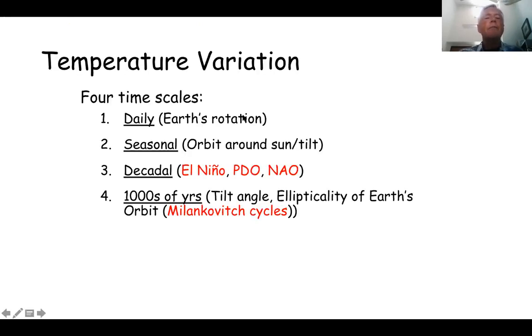Temperature variation. Temperature varies on a number of scales, all right? It's not constant through time. It varies on a daily scale that has to do with the Earth's rotation. It varies on a seasonal scale, which has to do with the orbit of the Earth around the sun. It varies on decadal scales, 10 to 20 to 30 years, and it varies on very long time scales of thousands of years. So I'm going to talk a little bit about each of these, all right?